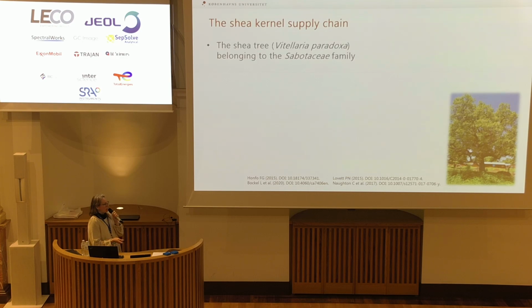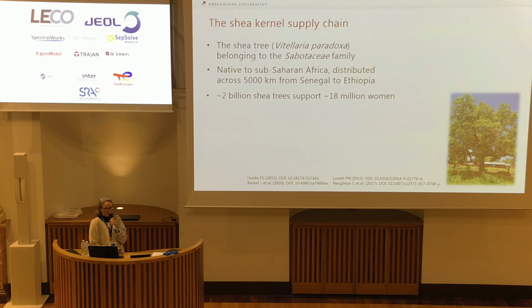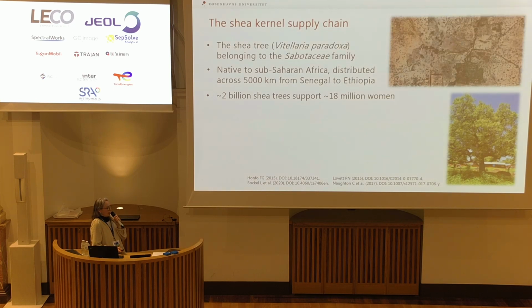And if we look at a little bit at the supply chain, then shea comes from the shea tree. And it's native to sub-Saharan Africa, distributed across 5,000 kilometers. There's estimated to be around 2 billion shea trees, and actually around 18 million women live from these shea nuts. So this is a fly-in over Ghana. And you can see all the green dots, they're just shea trees.